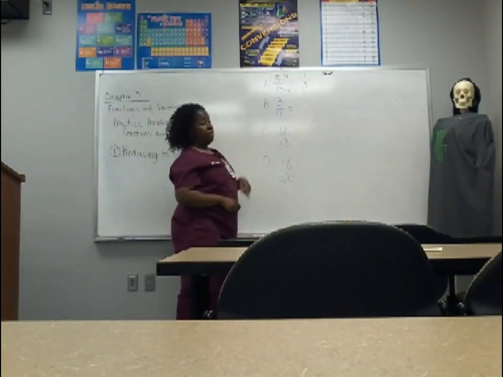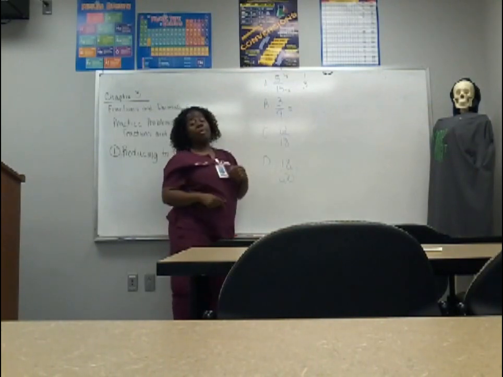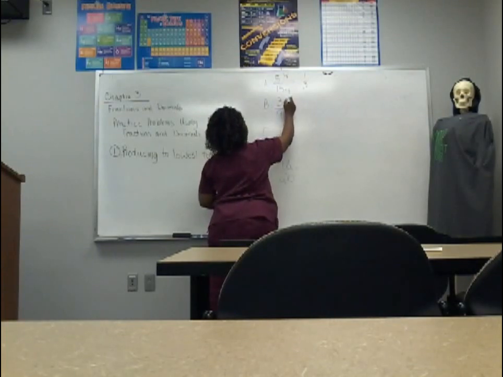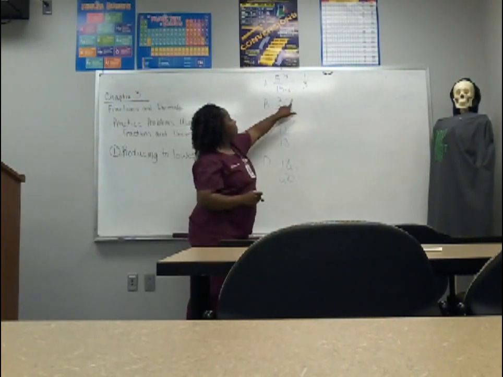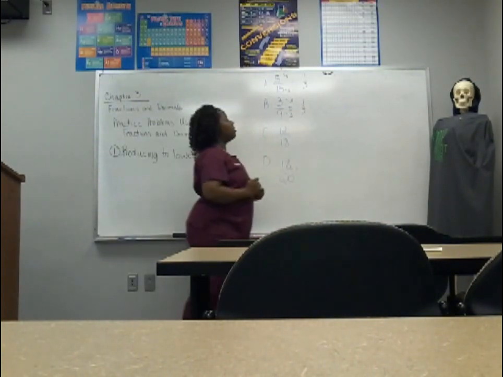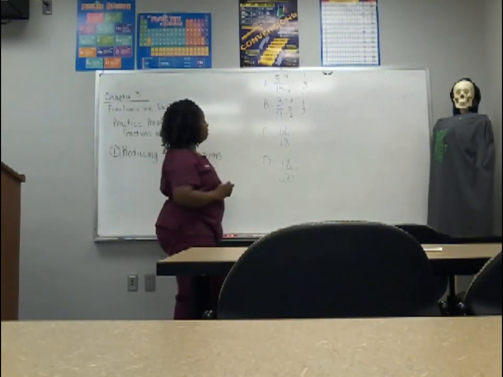Now let's do the same thing for B, with the 3 over 9. What 3 and 9 have in common is 3. They both can be divided by 3. 3 divided by 3 is 1, and 9 divided by 3 is 3 as well. So that's 1/3. Let's keep it going.